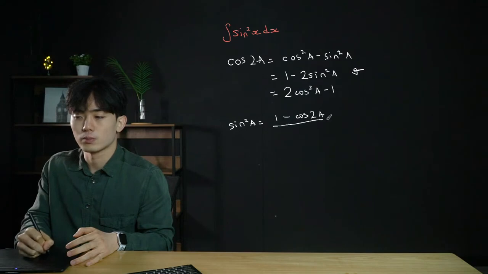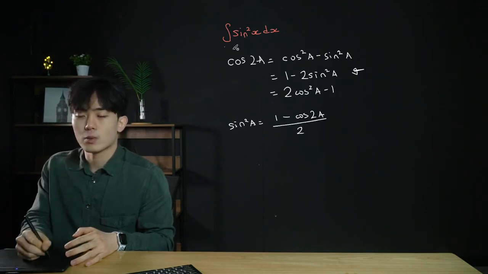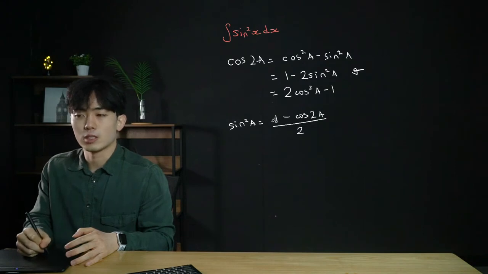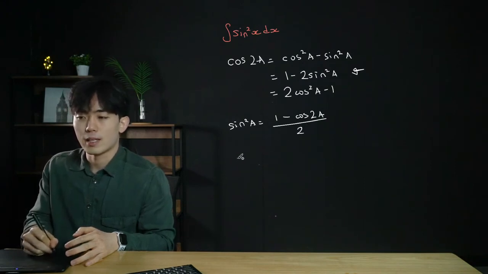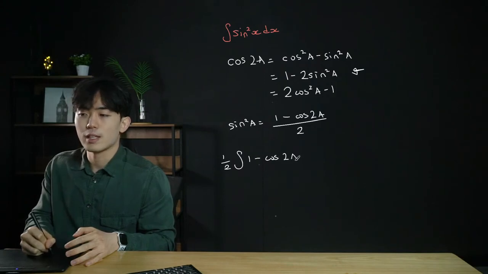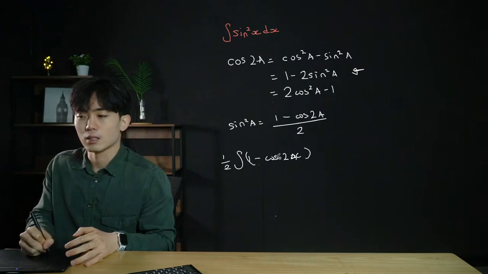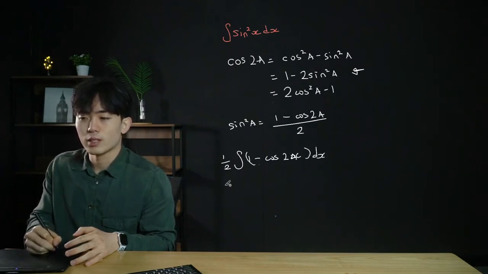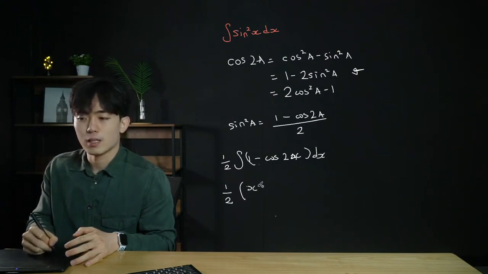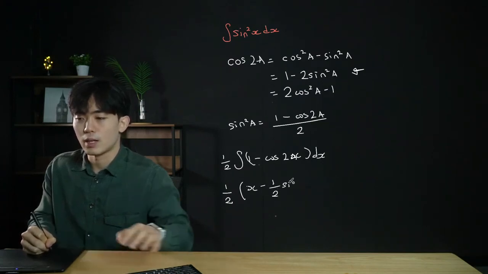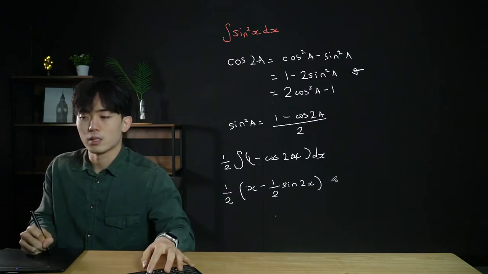So when we integrate sine squared a, we can substitute this term. It's equal to integrating, bringing the 1 over 2 outside, 1 minus cos 2a. In this case it's x, so I'll write it as x, all with respect to dx. If we integrate this, we have 1 over 2, and in the brackets x. Integrating cos, we get sine, but we've got a 2 as well, so we're left with minus 1 over 2 sine 2x, plus c.